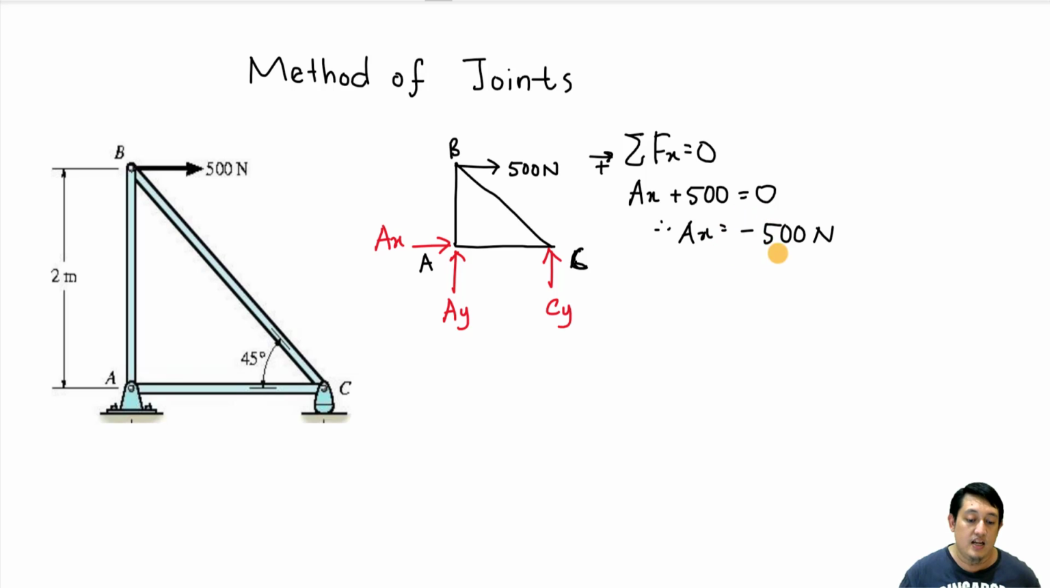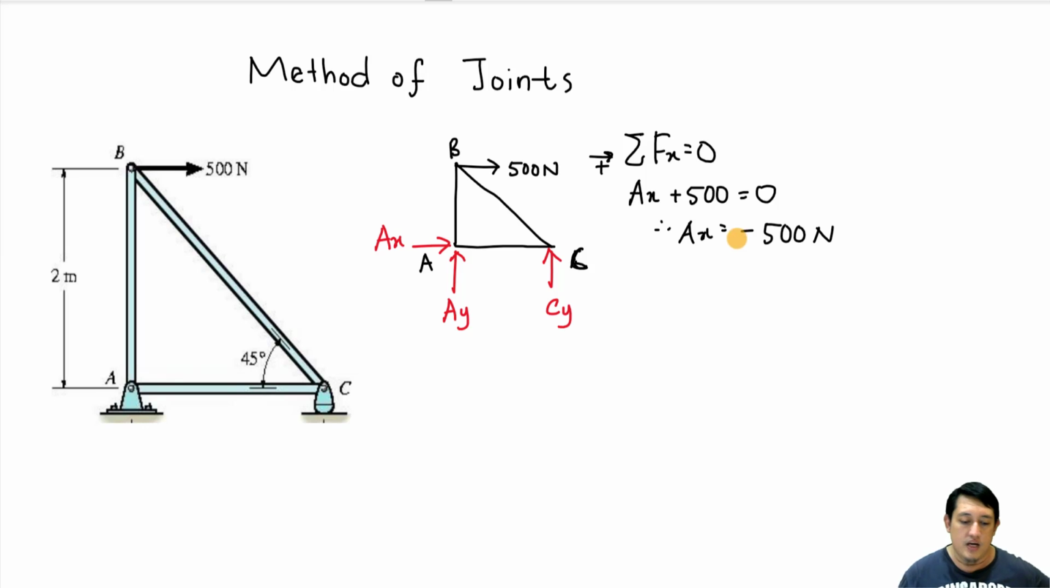But when we calculate, the answer is negative. So that means the actual direction of this AX is to the left, not to the right, but to the left. There is no need for you to change the free body diagram here, just maintain it. AX here is negative 500 Newton.